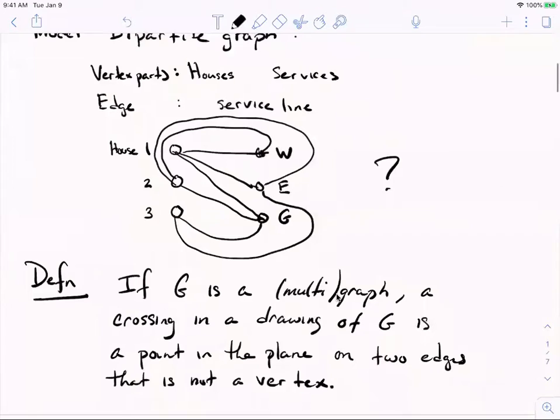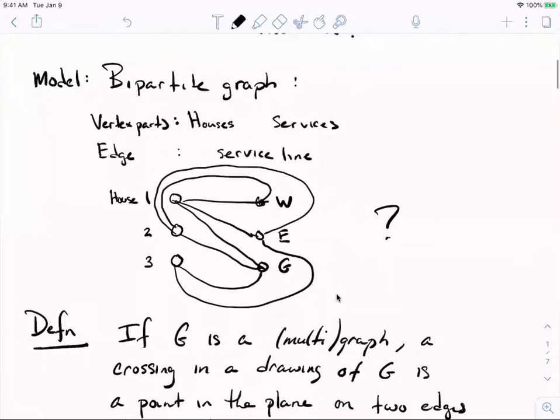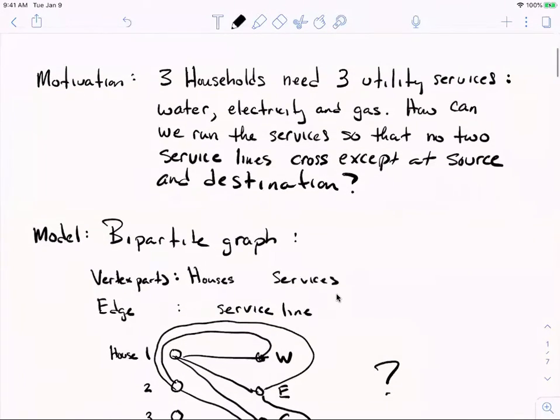What I'm trying to do is draw the graph K33. I should say that. So that's a restatement of this problem. This problem is saying draw the complete bipartite graph K33 with no crossings.